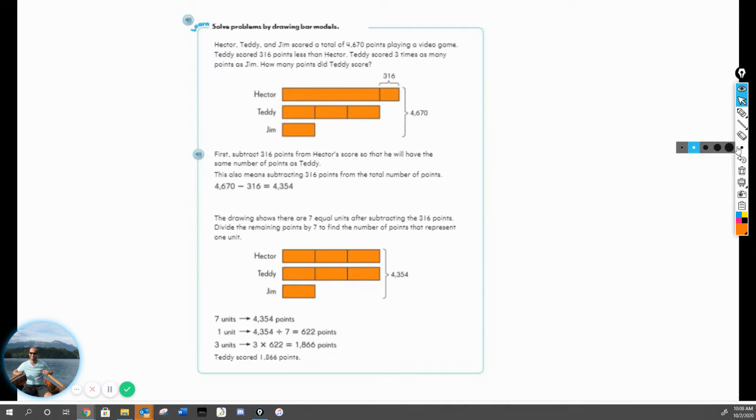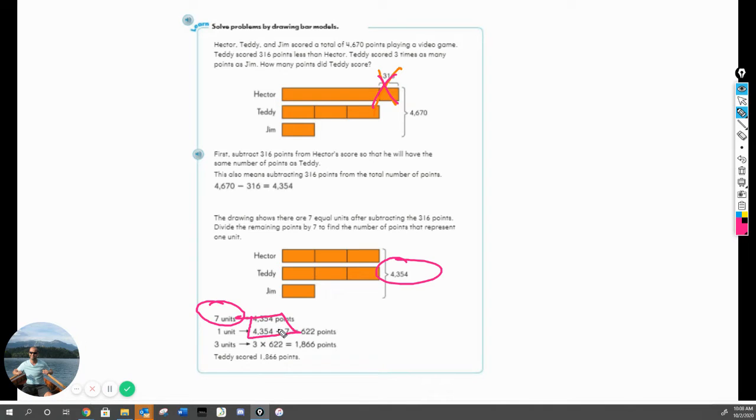Well, the first thing you're going to do in solving this, you can pause me and read this at any time, but the first thing we're going to do is get rid of this 316 so that you now have a total of 4,354, and you can divide Hector into the same units as Teddy, right? So now when you have 1, 2, 3, 4, 5, 6, 7 that are all the same, you can divide, and get 622 points per unit.